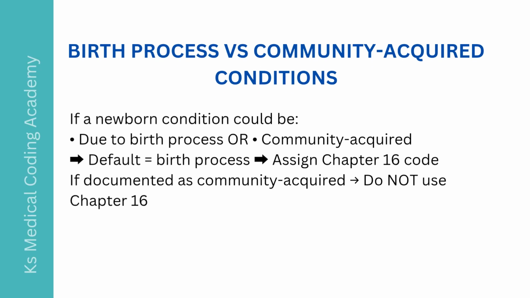Birth process versus community-acquired conditions. If a newborn condition could be due either to the birth process or to a community-acquired cause, and documentation does not specify which, the default assumption is that it is birth-related. In that case, a Chapter 16 code is assigned. If documentation clearly states the condition is community-acquired, Chapter 16 codes must not be used.